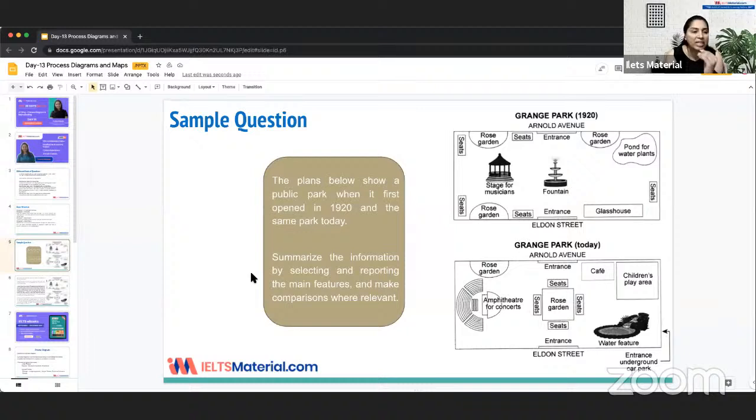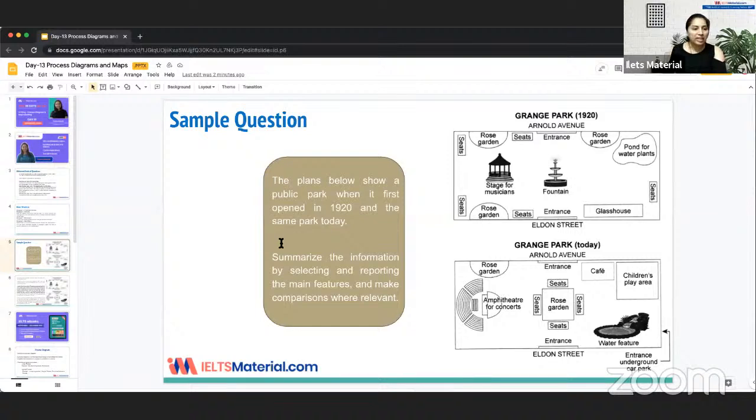Always make sure when you give the first paragraph, it should be in the simple present tense. "The map shows the plan of Grange Park in 1920 and the differences made today." Super. Very good, Rohit. "The given maps show the changes made to the Grange Park that opened in 1920 and today." Perfectly written, Charu. So you have to present it in the present tense, but not in the continuous tense. "I am going to compare" says that you would be doing it sometime, but not immediately.